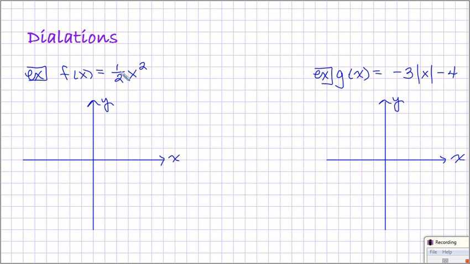f of x equals 1/2 x squared. Let's look and see what happens if I make the table, plug and chug. Now the translations and the reflections still work. The 1/2 in front of the x squared is going to represent my dilation. It's going to do something special to my graph. Let's go ahead and make the table and see exactly what it does.